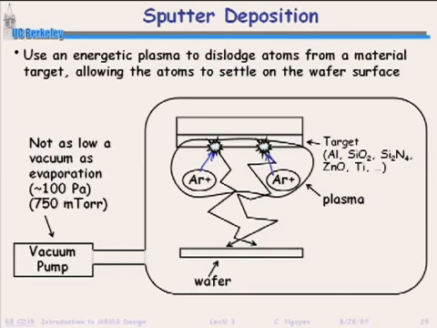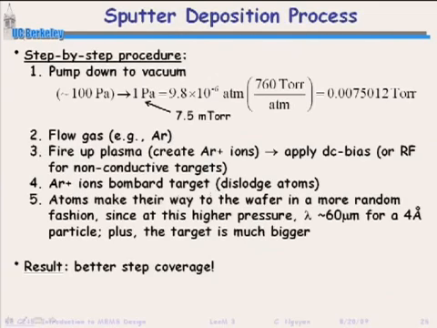And so I have the procedure for doing this. I just went through that. You fire up a plasma, bombard the target, it dislodges atoms. Atoms make their way in a random fashion. At this pressure, which is 750 millitorr, lambda is on the order of 60 microns. So they're bound to hit something as they get to the wafer. The result is better step coverage, what we wanted.